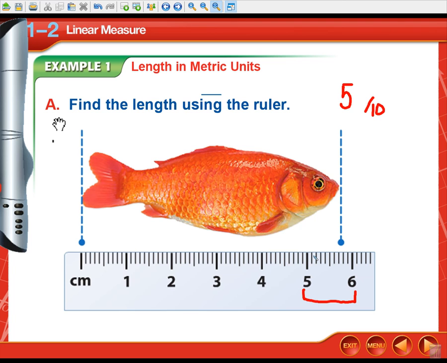So let's count these and figure out how many there are. It looks like 1, 2, 3, 4, 5, 6, 7. So right here, this is going to be 5 and 7 over 10. 7 over 10 is also 0.7. So 5.7 centimeters or 5 7/10 centimeters would work perfectly for this, okay? Both of those would be correct.